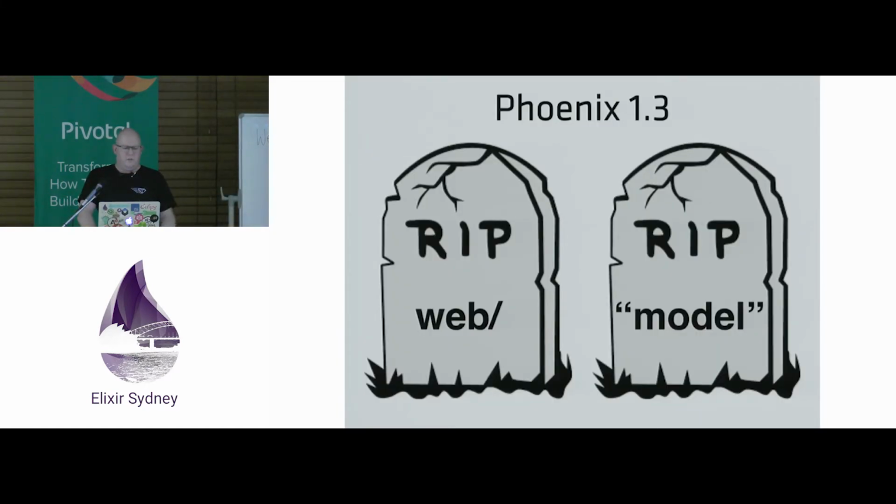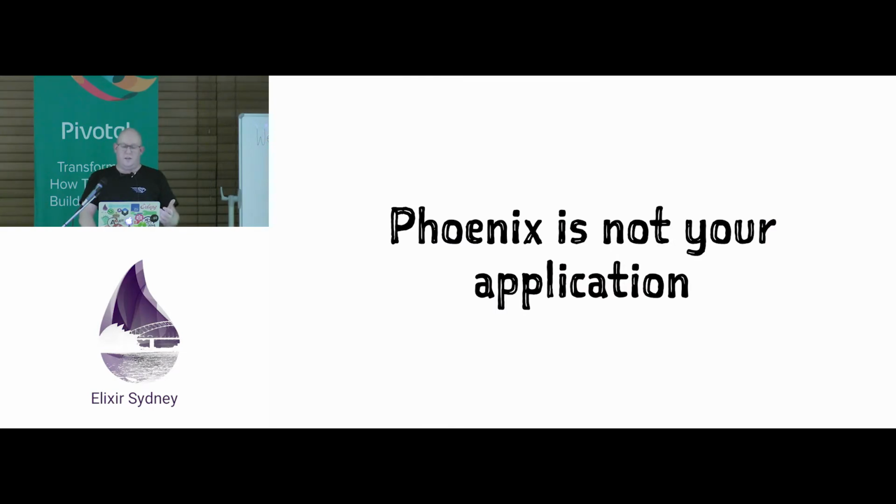So you would have probably seen this if you've seen Chris McCord's Lone Star Elixir talk, which is worth watching. He just goes through all of the reasoning for all of this. But basically, web's gone, and that's moving inside lib, and we're not using the word model again. For all those reasons I just said, Phoenix ain't your application.